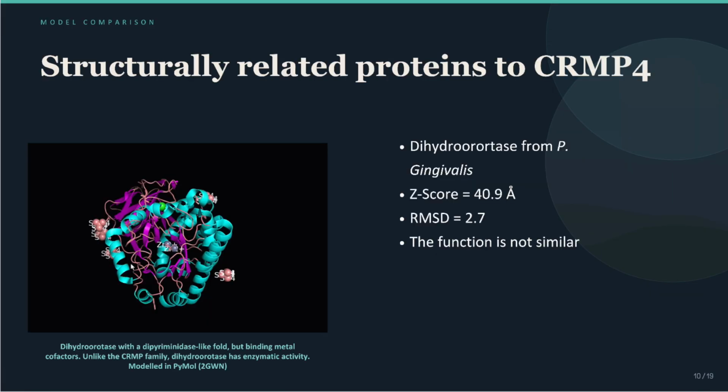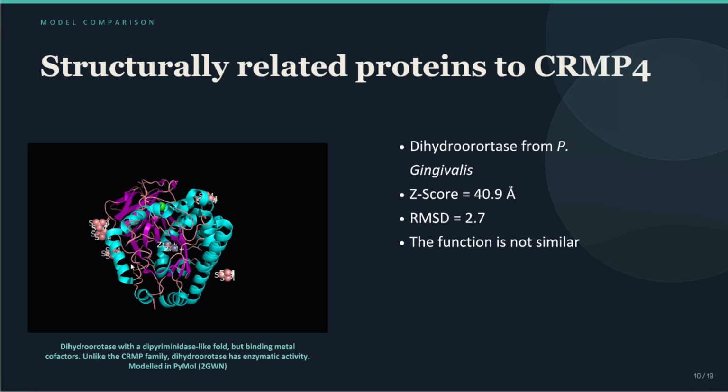The most structurally related protein to CRMP4 is 2GWN. This is a chain of a dihydroprotease found in Porphyromonas gingivalis, a bacteria found in teeth. There's no known function for this protein, but in general, dihydroproteases are in pyrimidine synthesis. It is a zinc-dependent metalloprotease, and it converts carbamoyl aspartate to 4,5-dihydroorotic acid, and this helps make DNA and RNA.